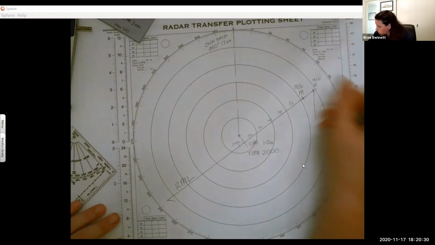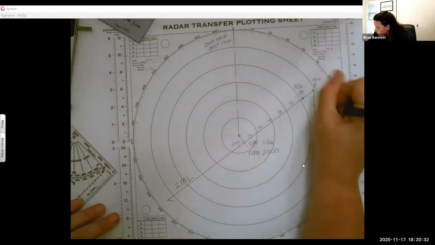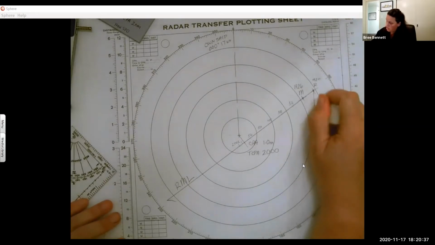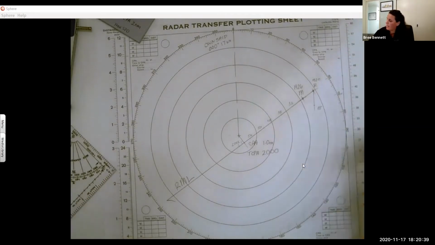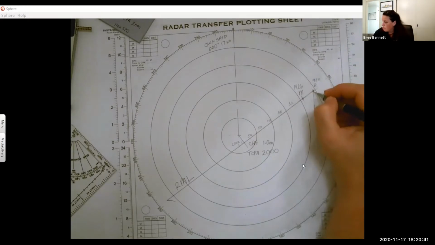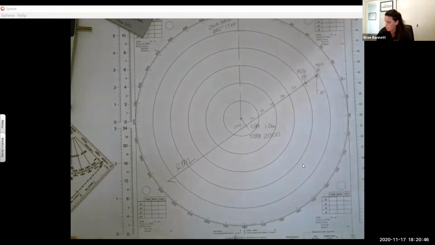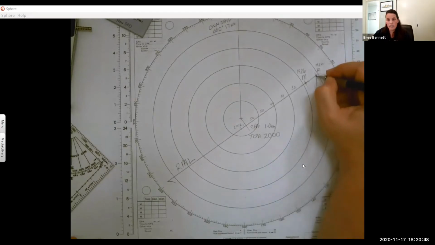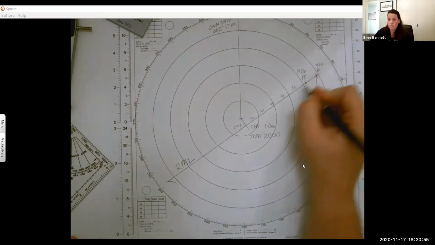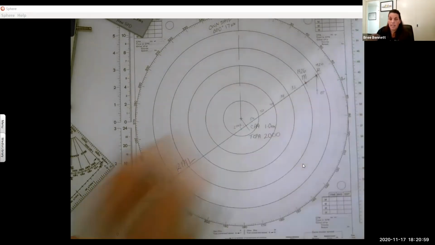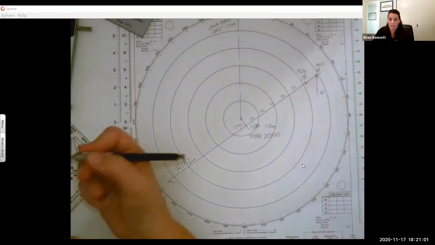And now I can mark an E. So I've just created a line that is E to R. If I look on the bottom, that's my own ship. So E to R is 0, 0, 0 at 17 knots. R to M was my relative motion line. So E to M is them, the target's course.